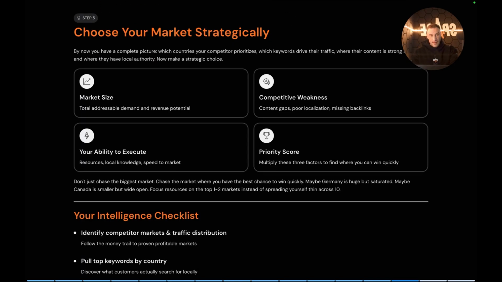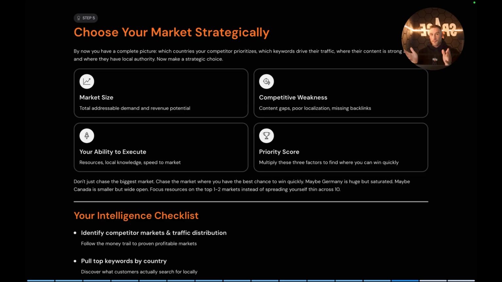At the end, step 5, we have now discussed 4 steps that you really need to look at. And step 5 is thus the decision moment. So in step 5, you are going to choose your market strategically. This is where you stop asking what's the biggest market, and you start asking how and where can we win in the fastest and easiest way while we make the most money.